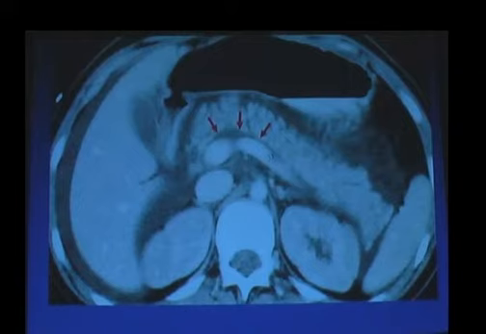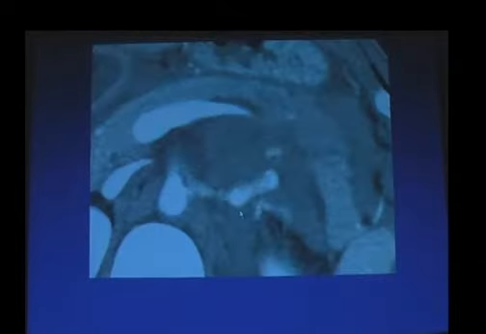You can see this small amount of fluid here interposed between the splenic vein and the pancreatic body. And in a series of pancreatic trauma cases that was published, this finding was present in over 90% of cases. So when you see fluid interposed between the splenic vein and the pancreatic body, look very, very carefully for the presence of a pancreatic laceration.